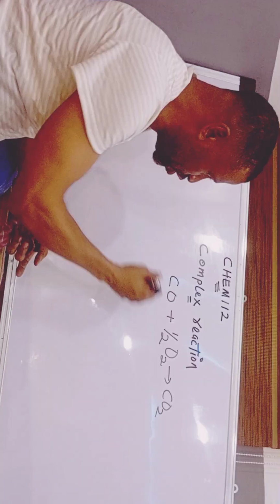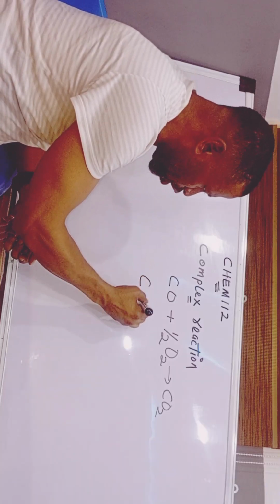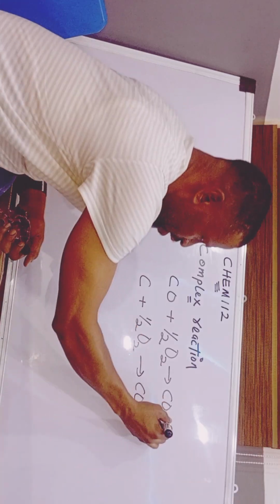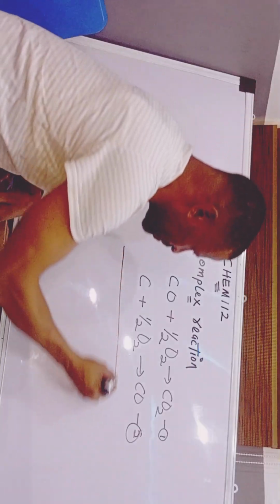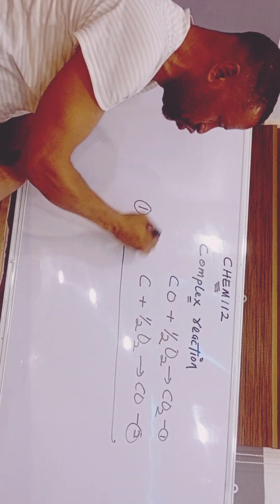Now, follow me. Again, carbon plus half oxygen can give you CO. Let me call this equation 1, call this equation 2. Now, notice something. If I add the two equations together, equation 1 plus equation 2, let's see what it gives us.